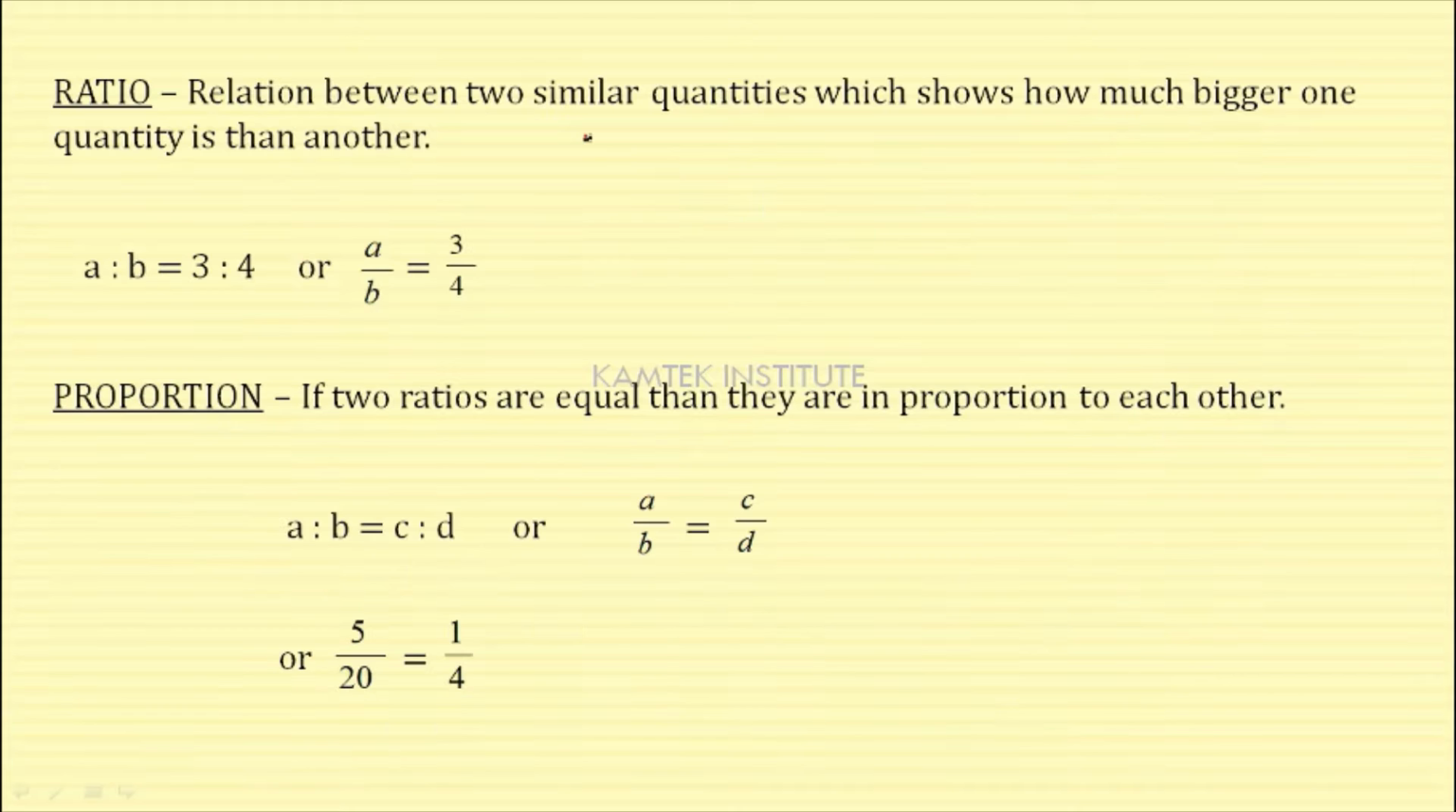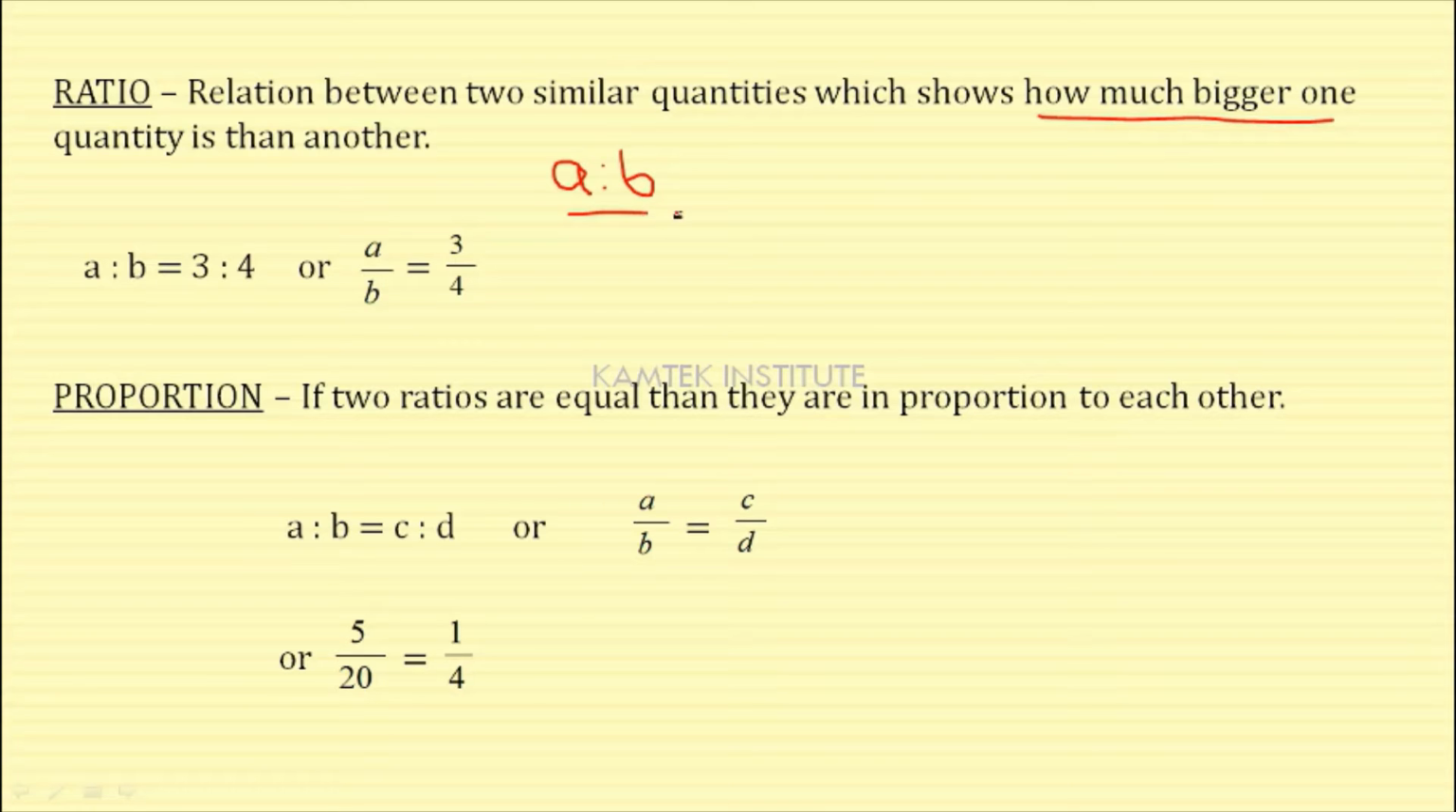So here we start. Ratio of two quantities is the number of times one quantity contains another quantity of the same kind. So the relation between two similar quantities which shows how much bigger one quantity is to another is called a ratio, and A ratio B is written as A, two dots and then B. This is called A ratio B.